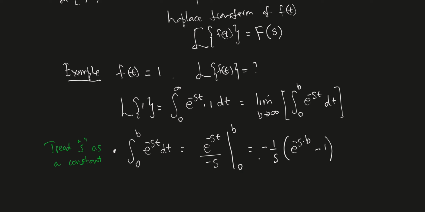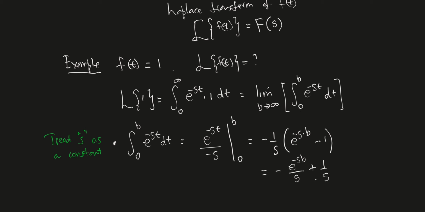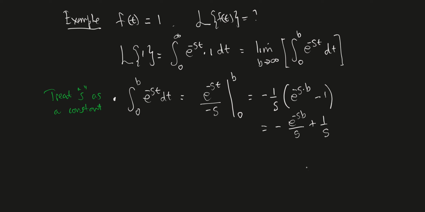If I distribute the negative 1 over s, we get negative e to the negative s b over s, plus 1 over s. So that's the first part of the evaluation of our improper integral. Now we take a limit of this as b goes to infinity. The limit as b goes to infinity of negative e to the negative s times b over s, plus 1 over s.